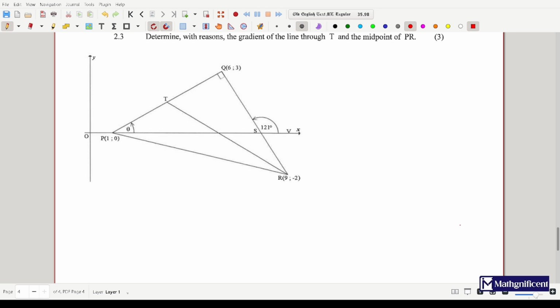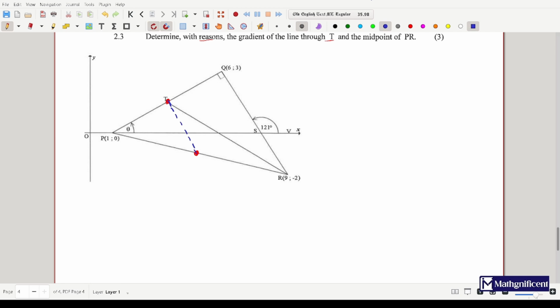All right, so 2.3 reads as follows. It says: determine, with the reasons, the gradient of the line through T, which is this point here. You must determine the line that passes through this point T and the midpoint of PR. We know that the midpoint of PR is going to be somewhere here. So we are looking for the gradient of this line segment here from T to the midpoint of PR.